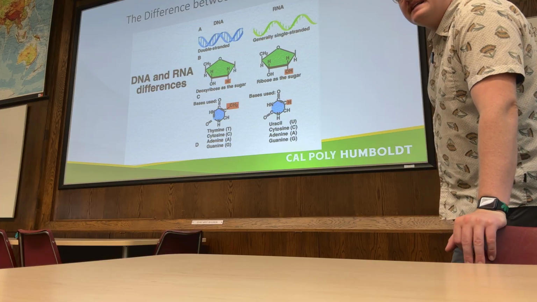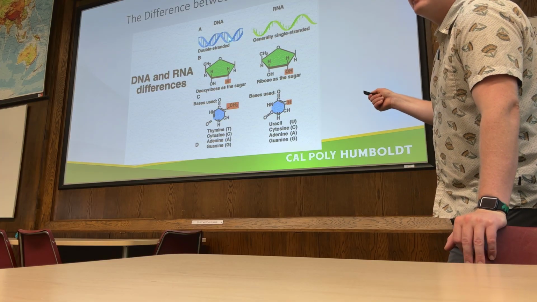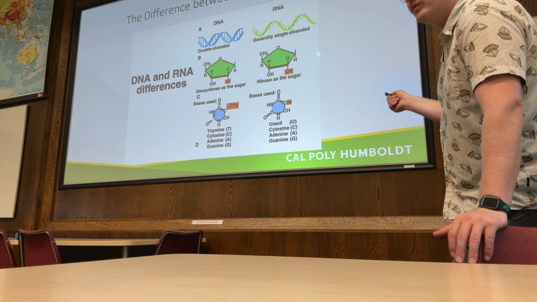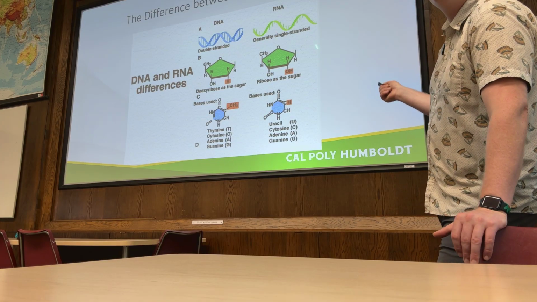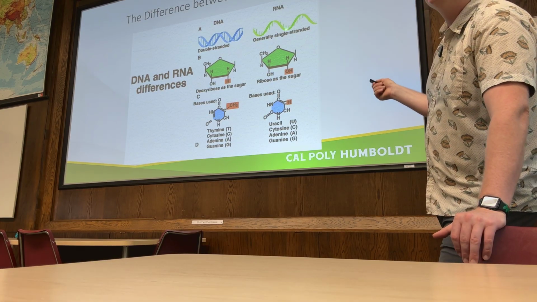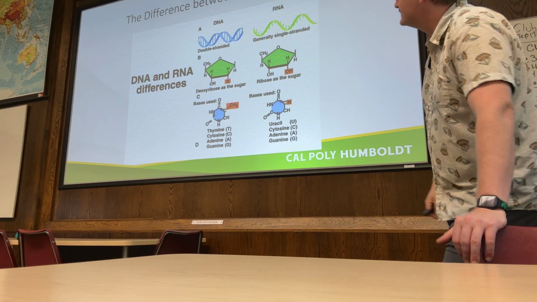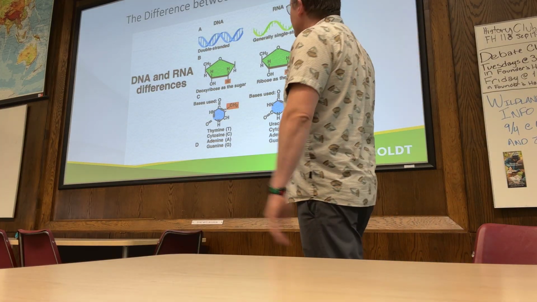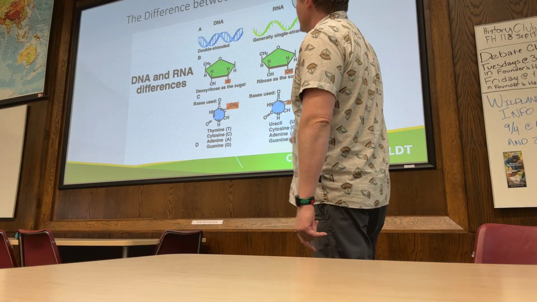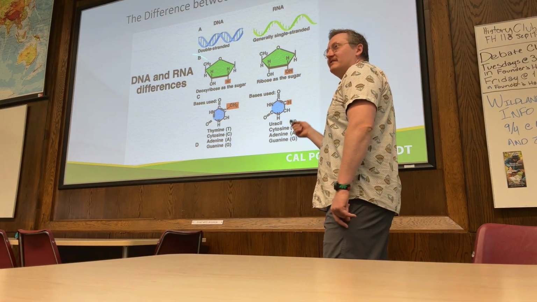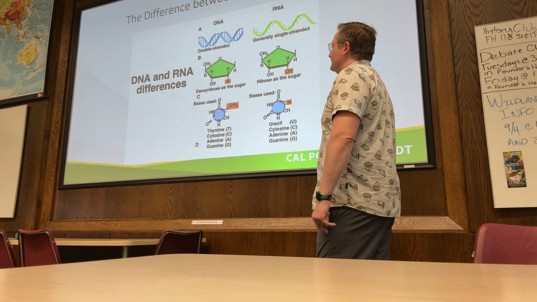Okay, differences between DNA and RNA. DNA is double-stranded, RNA is single-stranded. What are the main takeaways if you want to know why that might matter? It makes RNA way less stable. That's one thing about this, okay? They have different sugars, okay? DNA has deoxyribose, RNA has ribose as the sugar.